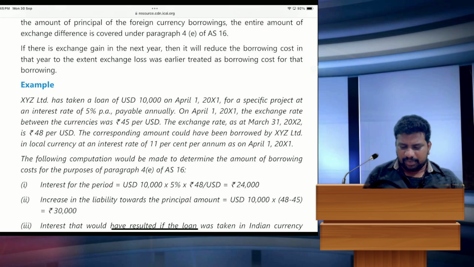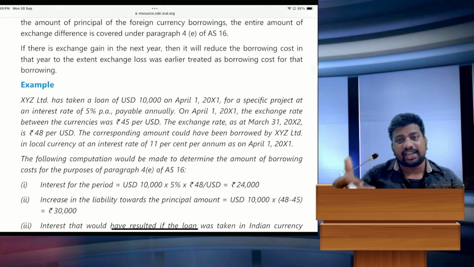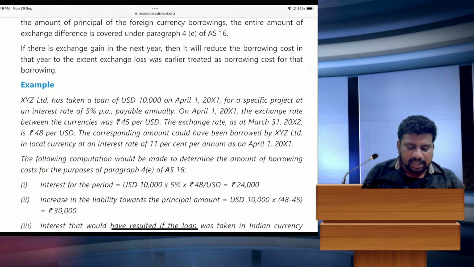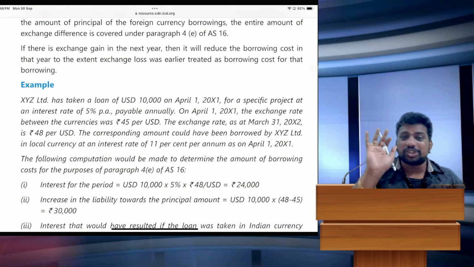Till now it's okay. For a specific project at an interest rate of 5% per annum payable annually. So my loan amount is $10,000. My interest rate is 5% per annum in terms of dollars. Now, on April 1, 2021, the day on which I have taken the loan, the exchange rate between the currencies was 45 rupees per US dollar. That means $1 is equal to 45 rupees as on 1st April 2021.